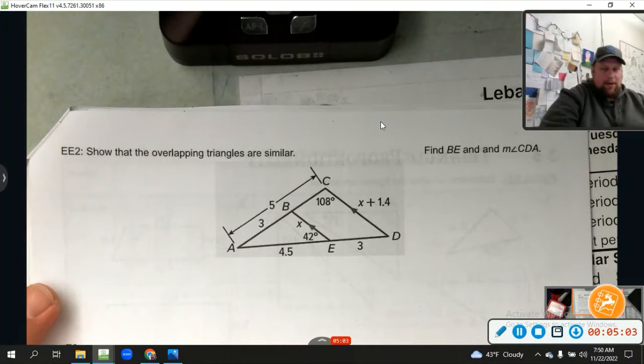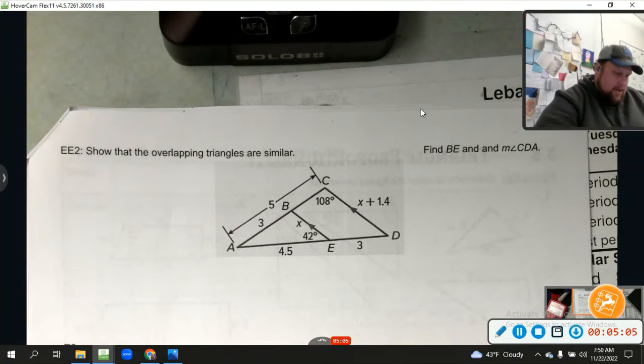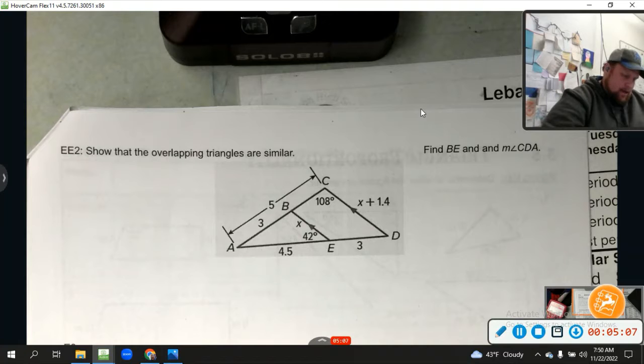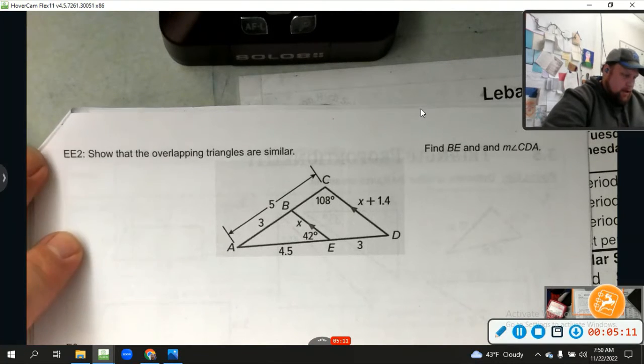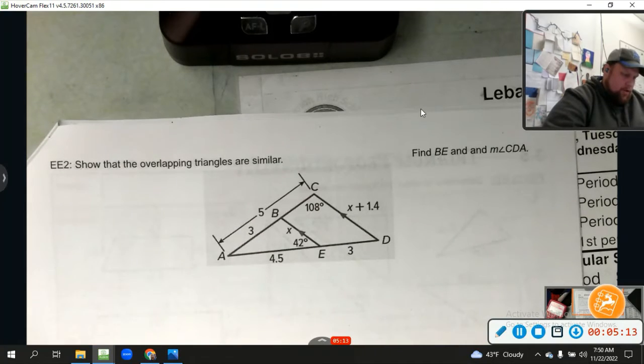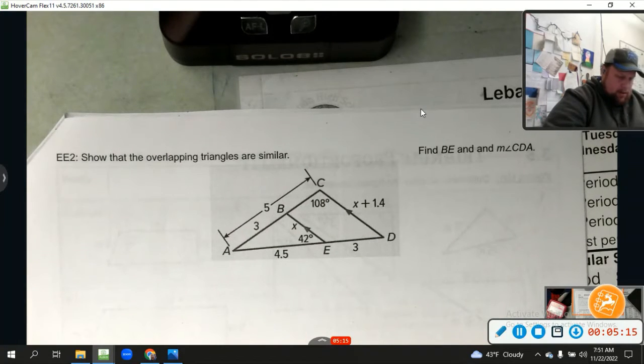We're going to run through slides on that one. All right, let's look at this one. We're going to do our side angle side on this bad boy right here. Okay, so show that the overlapping triangles are similar.